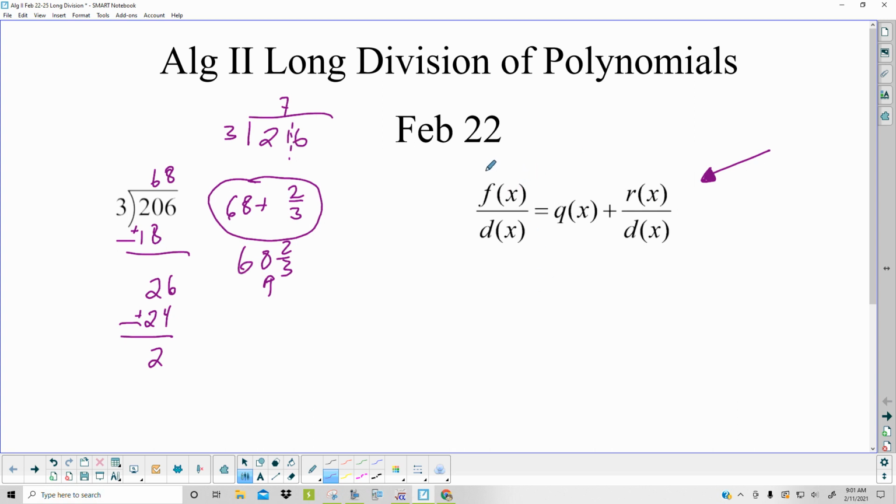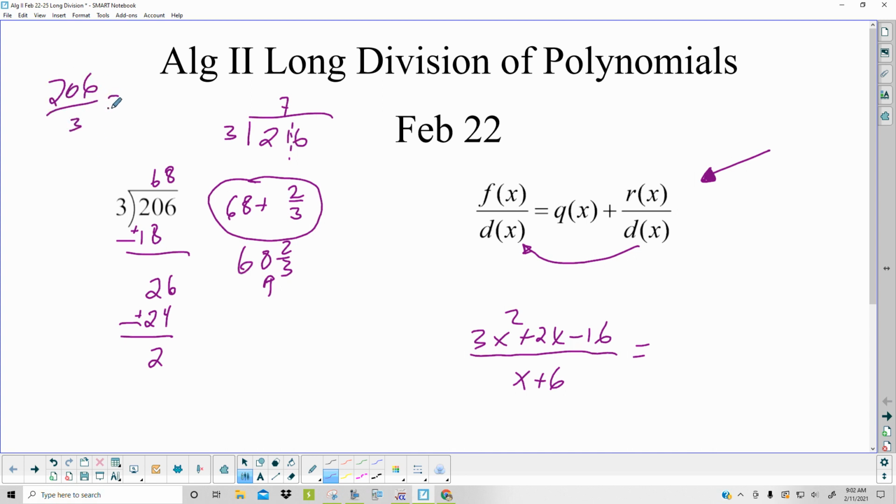You're going to be taking some polynomial. That's your f of x, like, I don't know, 3x squared plus 2x minus 16. And you're going to divide it by something, its divisor, I don't know, x plus 6. What you're going to get is the quotient plus a remainder over a divisor. This divisor is the same as that one. This was 206 over 3, which gave you 68 plus 2 over 3.